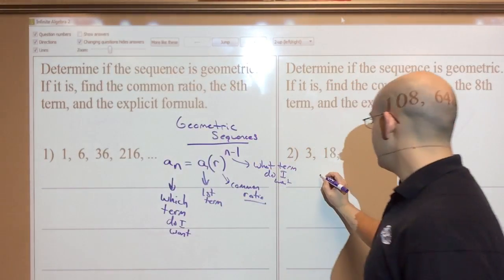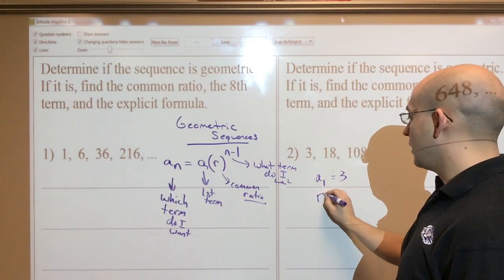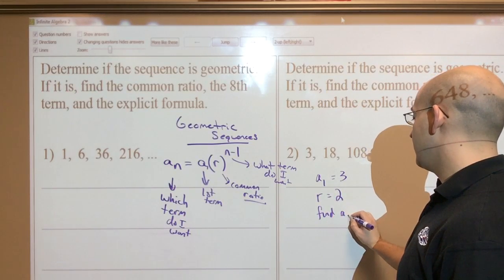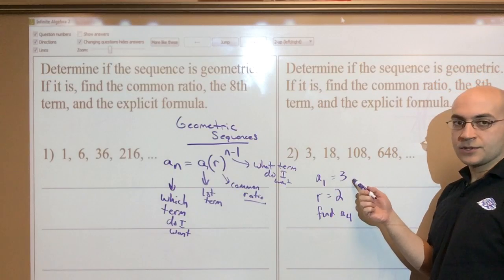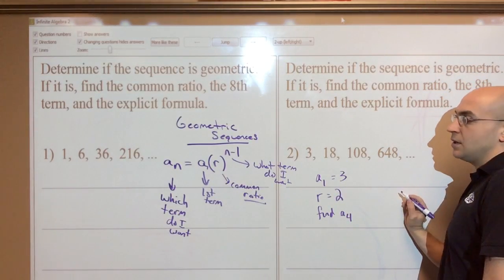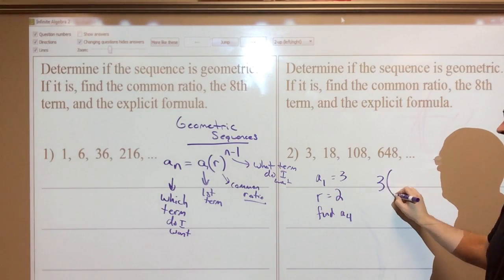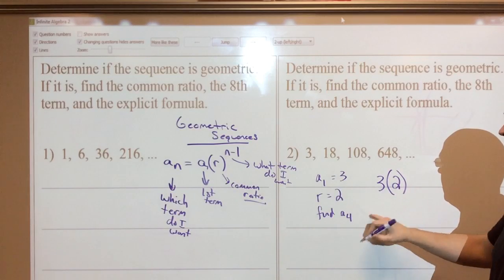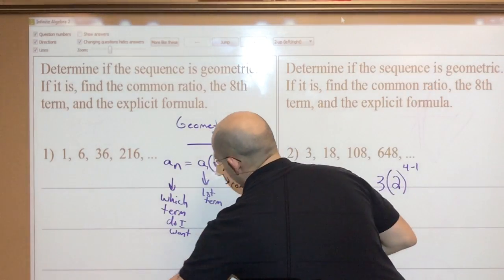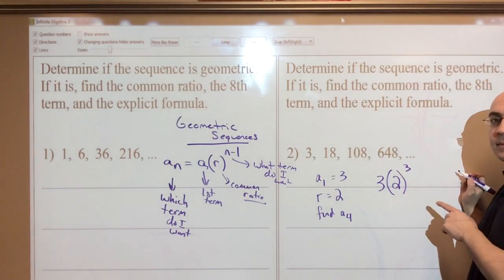So let's say I give you a sub 1 is 3. R is 2. Find a sub 4. Okay? So I'm giving you the first term, I'm giving you a common ratio, and I want you to find the fourth term in the sequence. So I'm going to plug in what I see. A sub 1 is 3 times the common ratio of 2, and I'm looking for the 4 minus 1, okay, or to the third. Now, just like in the previous unit, please make sure you use PEMDAS.